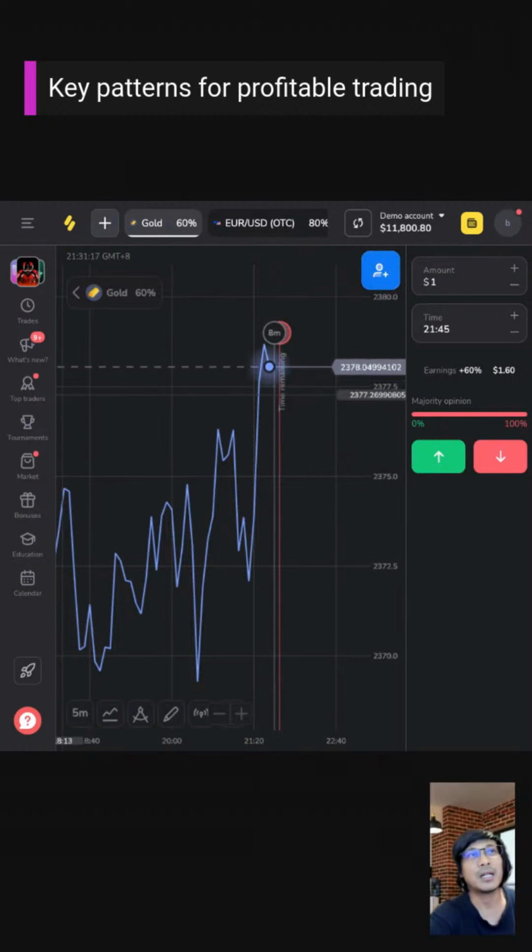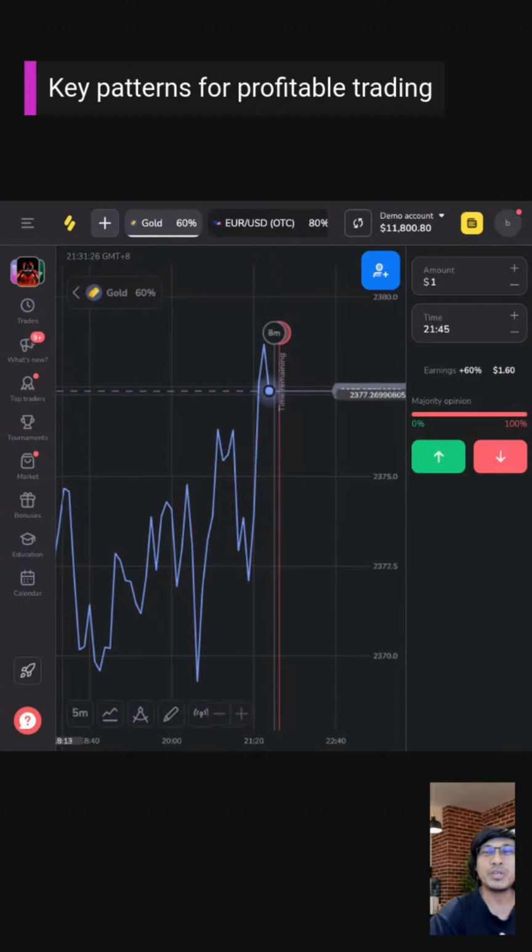So patterns are helpful. It will help you find the same situation again and again, and that will enable you to make profits again and again. So that's why patterns are important.